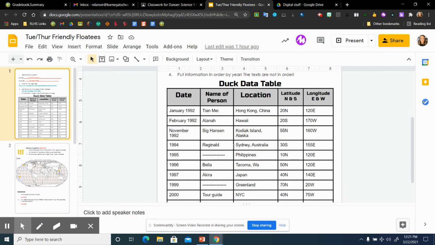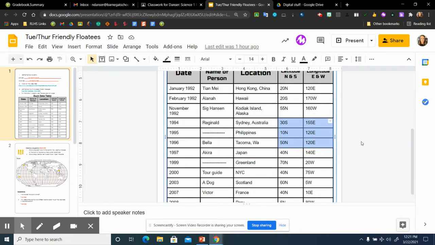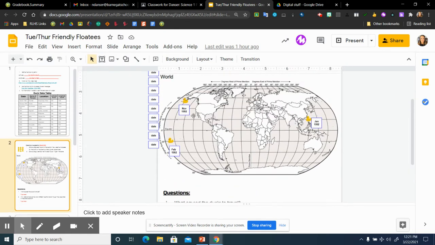So I think I've done everything up till 1994 so far, so I'll start with this one. 30 degrees south and 120 degrees east. So you go back to your map. So you're going to find 30 degrees south.